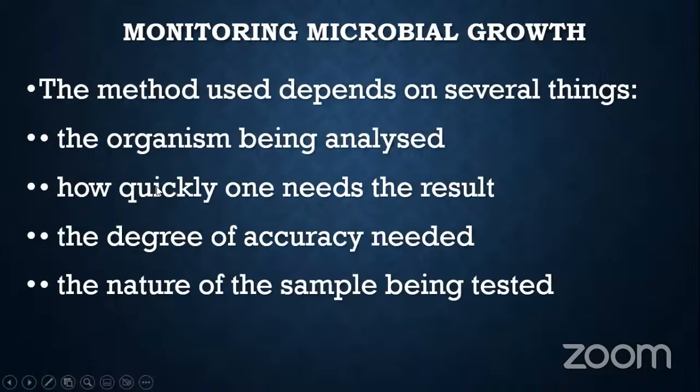The monitoring of microbial growth depends on several things. If you are going to use a direct method or indirect method, it depends on the organism that is being analyzed. It depends on the growth rate of the organism. It depends on the nature of the organism. Is it a filamentous organism, such as fungi? Because fungi also produce metabolites that can be used industrially.